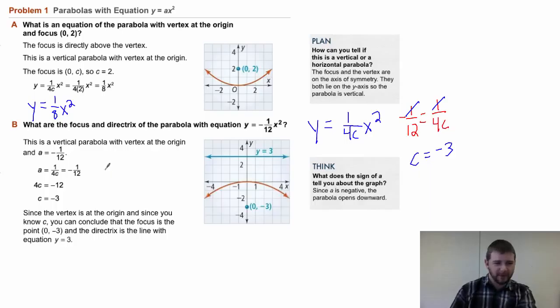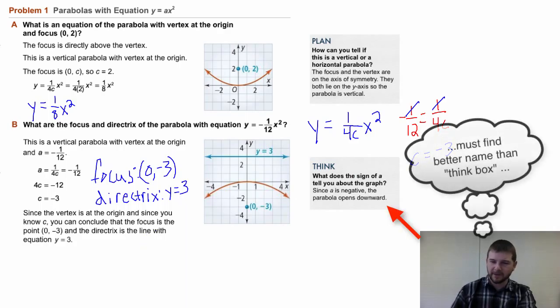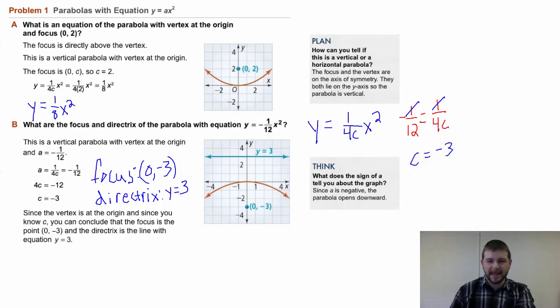So using c equals negative 3, we can state that the focus of our parabola is the point (0, negative 3), and that the directrix is the line y equals positive 3. Let's check out the think box on this one. What does the sign of a tell you about the graph? Well, since a is negative, we know the parabola opens downward. Were a positive, the parabola would open upward.